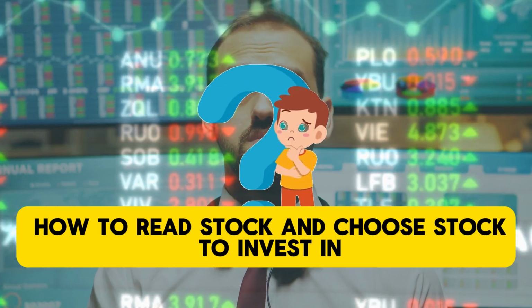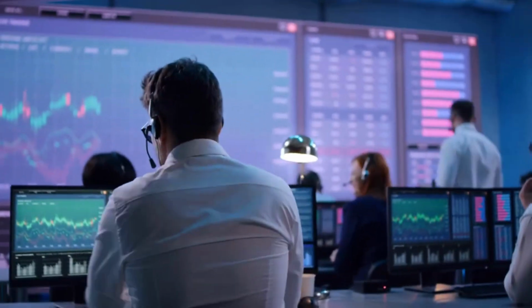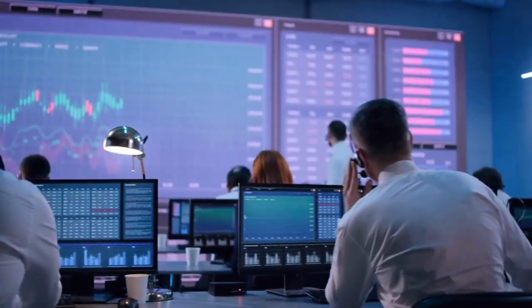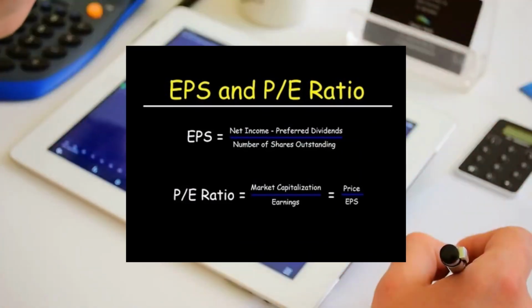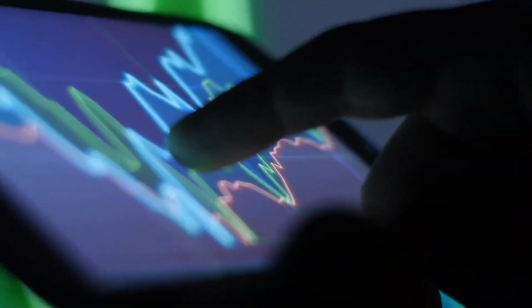How to read stock and choose stock to invest in. Investing in the stock market can seem as daunting as learning to cook a gourmet meal without a recipe. You hear terms like PE ratio and dividends, and suddenly it's like someone is speaking a language you've never heard before. But here's the good news.